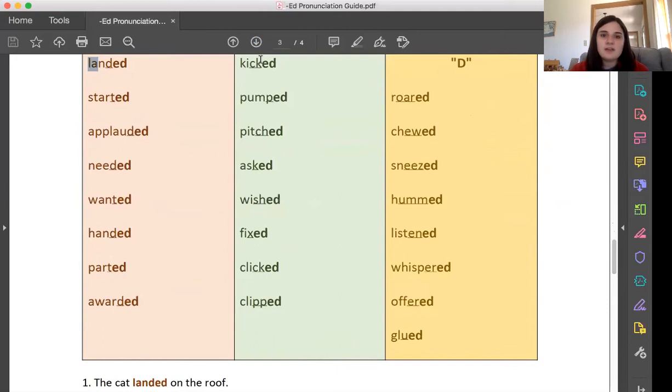So do you see how kick has a CK ending? Kicked. Do you hear how the ED makes a t sound? Kicked. Can you guys say kicked? Kicked. Okay, next one. Pump. Pump ends with a P. So that means the ED will make a t sound. Pumped.